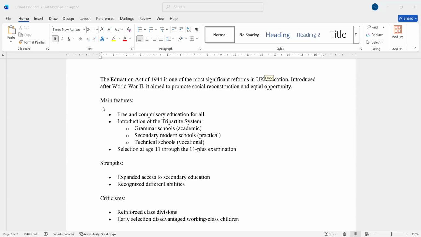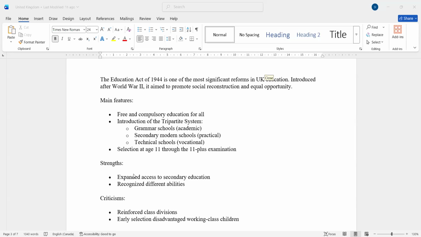Right? So, main features. You can see the improvement, right? In 1944, grammar schools plus secondary modern schools: academic, practical, and vocational. See the balanced education system. An academic system is there, practical-oriented schools also, and vocational, that is, job-oriented schools also. And selection at age 11 through the 11-plus examination, right? So a little bit different. We don't have these types of things.